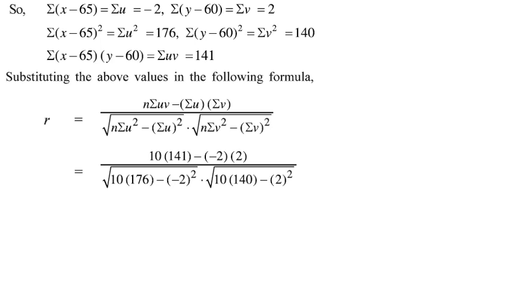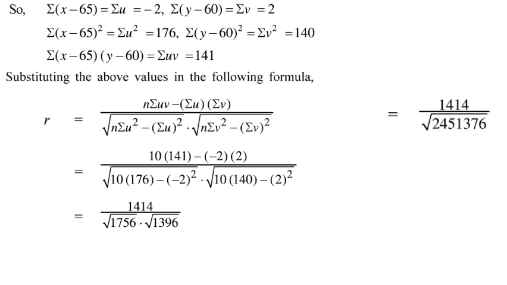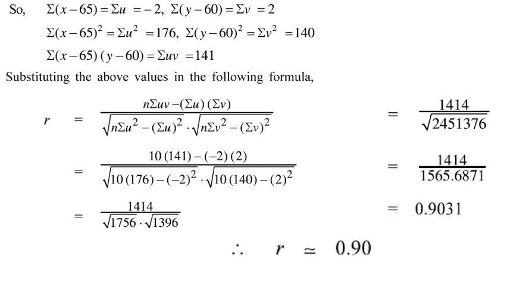10 into 141 minus negative 2 into 2, divided by under root 10 into 176 minus negative 2 square, into under root 10 into 140 minus 2 square. Now keeping in mind the changes in the signs and multiplying the values, we get something like this. We will be multiplying the under root values and getting the roots, dividing the values and rounding off the answer. r is equal to 0.90.